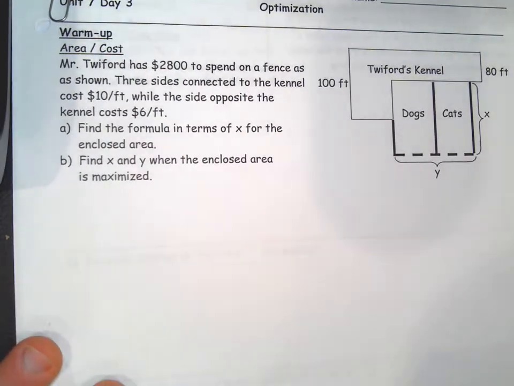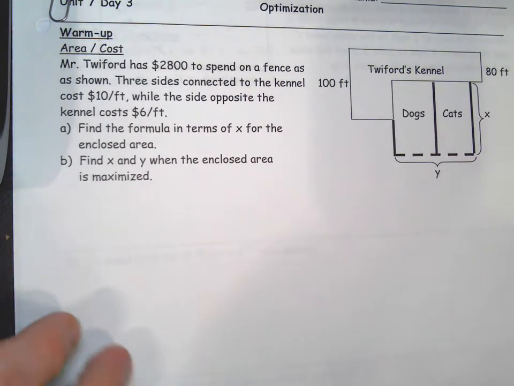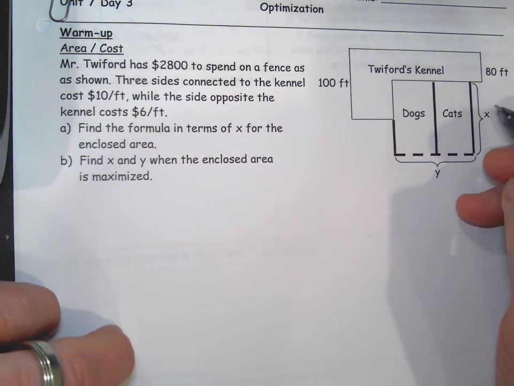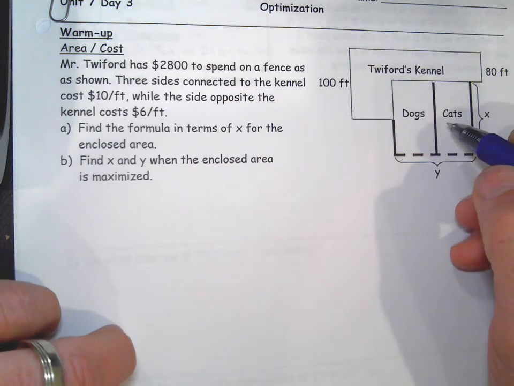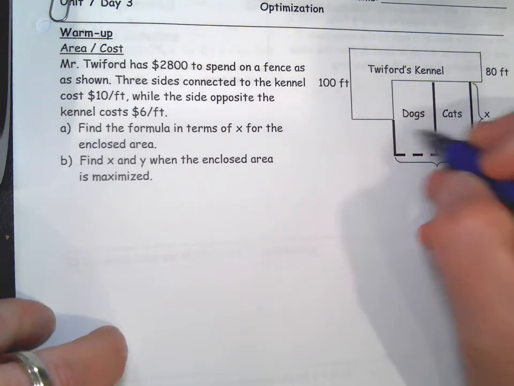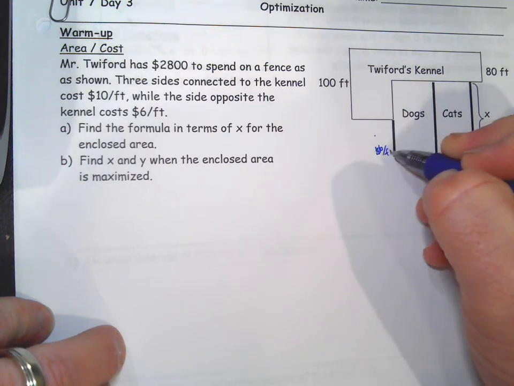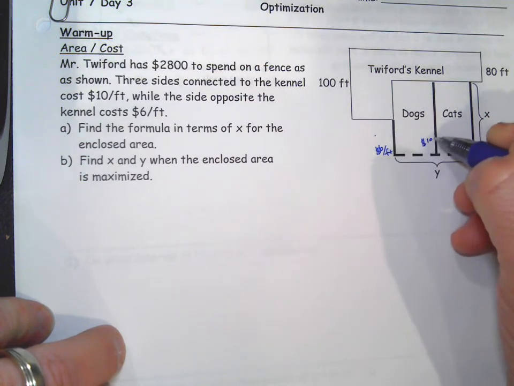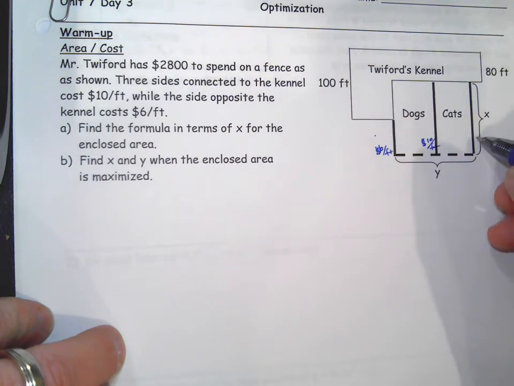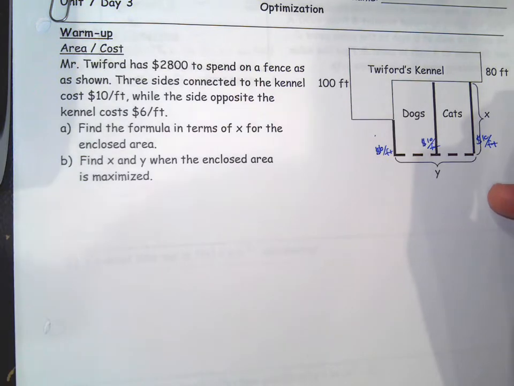All right, Mr. Twyford has $2,800 to spend on a fence as shown, 3 sides connected to the kennel. Cost $10 a foot. So these thicker ones are $10 a foot. So I like to label these. Helps me not forget one or put the wrong price on them later on. While the opposite sides of the kennel are $6 a foot. So the opposite side across from it is $6 a foot.